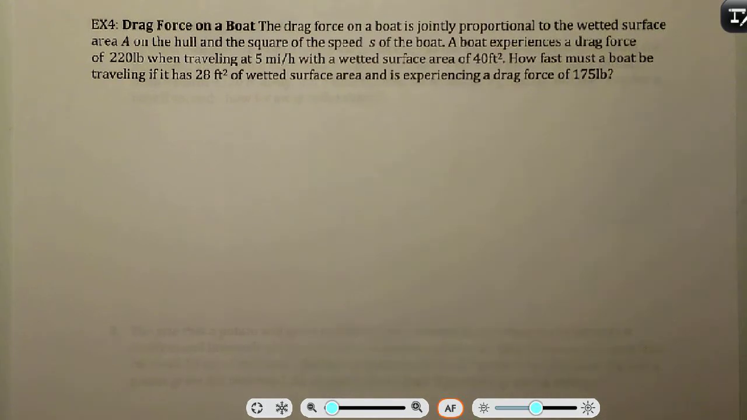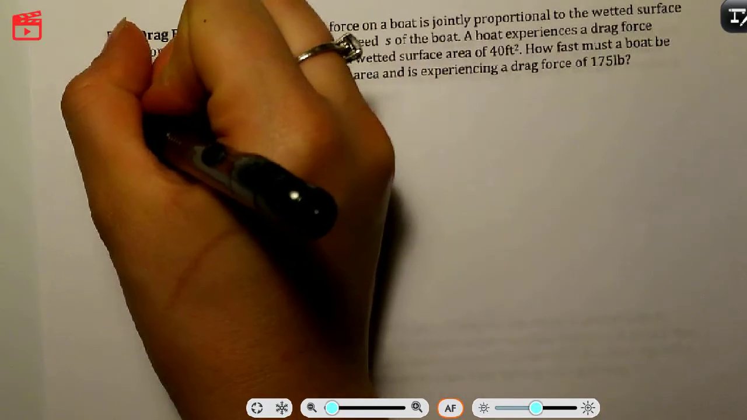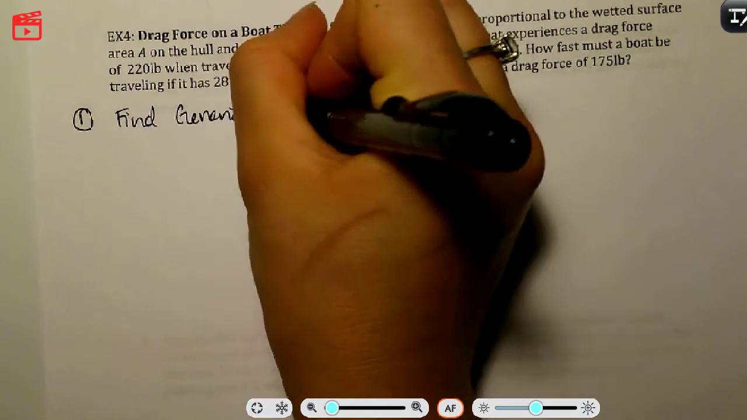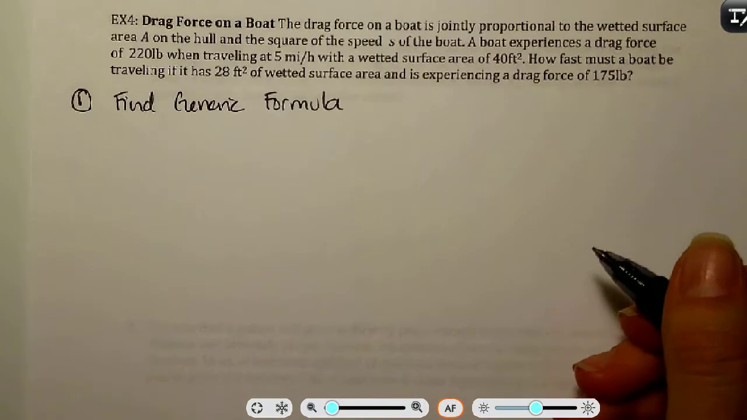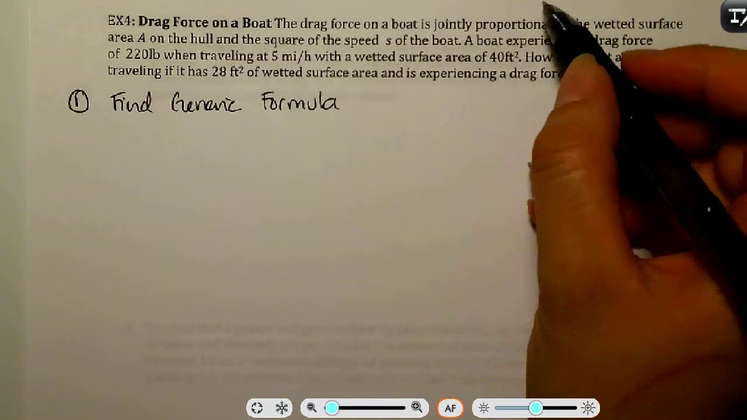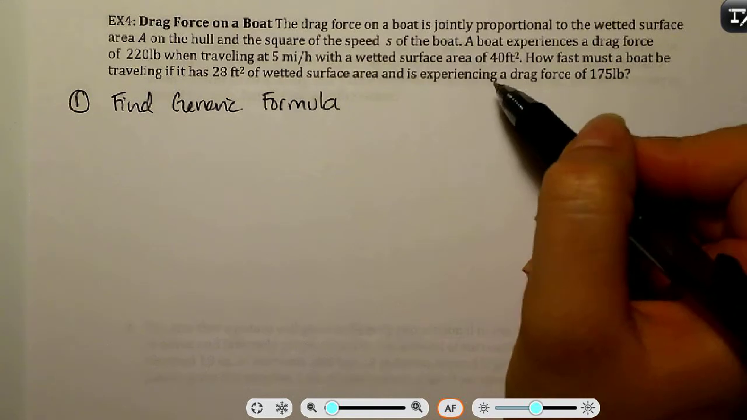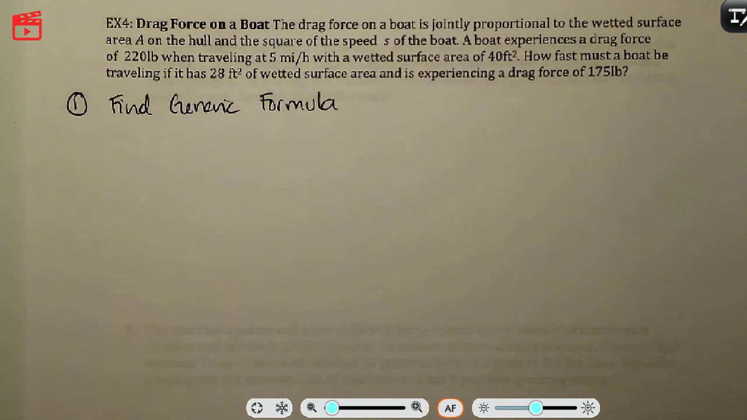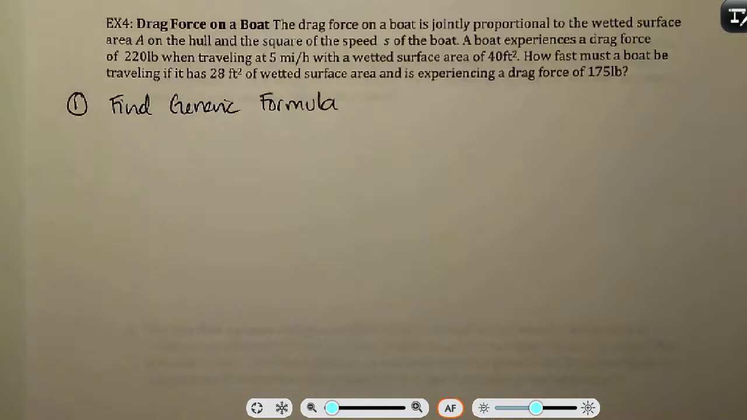Okay, so the steps that we do. First step, we're going to find the generic formula. Okay, so first off, how do I know this is a variation problem? Best thing is when we see the word jointly proportional. That's a good idea that this is a variation problem. So finding the generic formula, that's what we were doing in these other examples earlier, right here. So let's go ahead and create that.